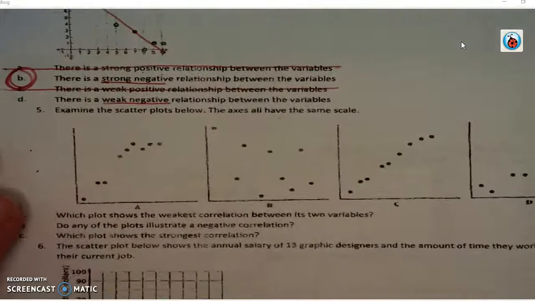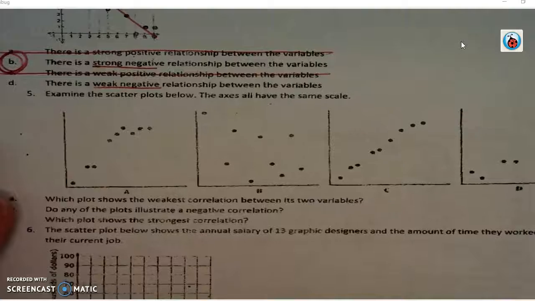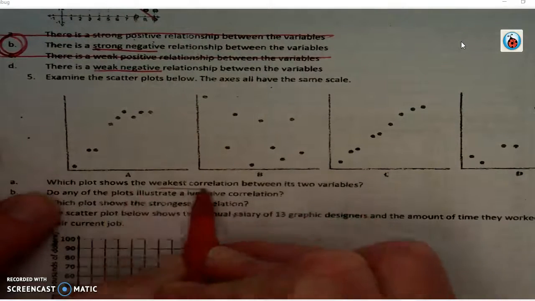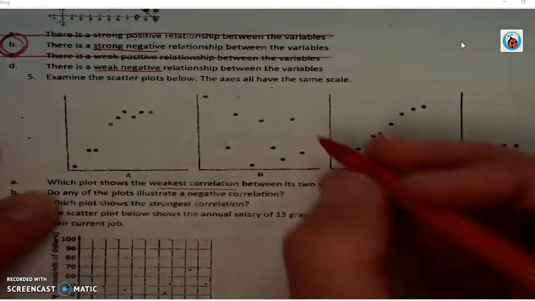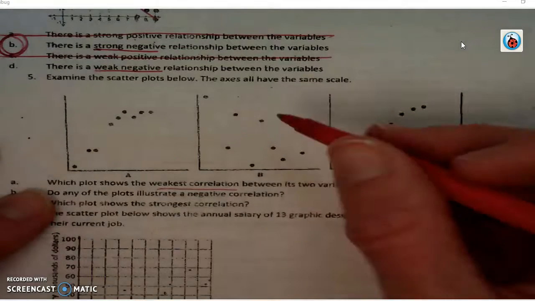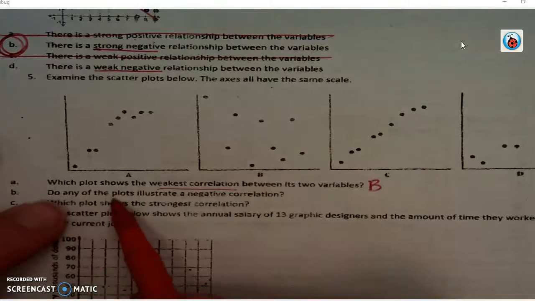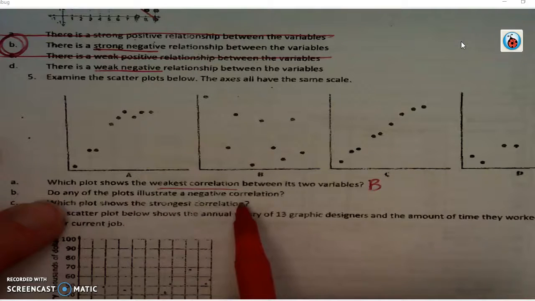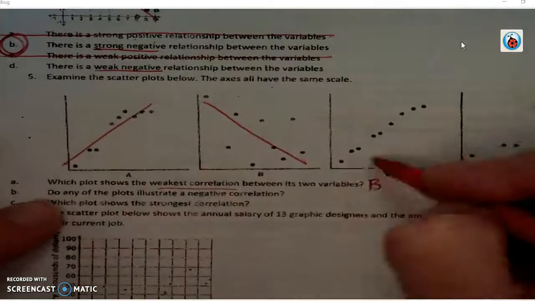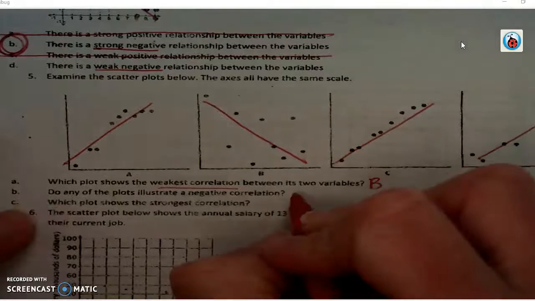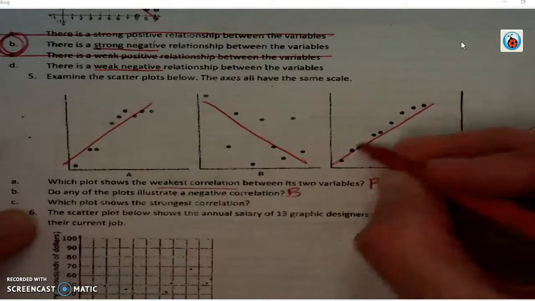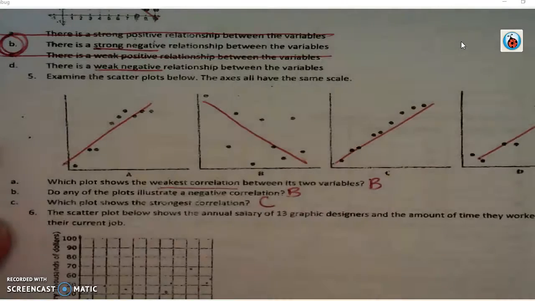Number 5, examine the scatter plots below. The axes all have the same scale. Which plot shows the weakest correlation? So the weakest correlation would be B. The dots are very scattered. Do any of the plots illustrate a negative correlation? Well, once again, that would be B. A, C, and D are all positive. Which plot shows the strongest correlation? That would be C. The dots are closest to the line.